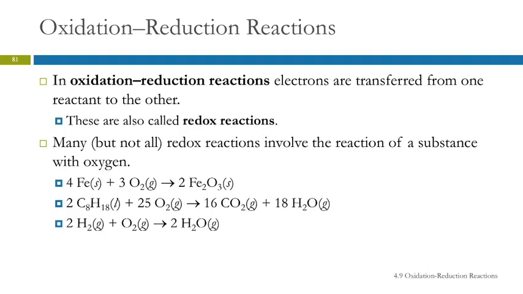This reaction with oxygen is where the term oxidation came from. Oxidation is getting oxygen. So here we see iron reacting with oxygen to form a compound, Fe2O3. We can have octane, which we've looked at before. This burns, combines with oxygen, and forms carbon dioxide and water. The carbon has gained oxygen. In this first one, the iron has gained oxygen.